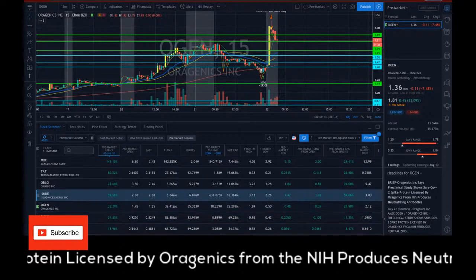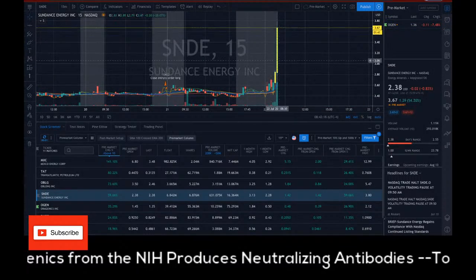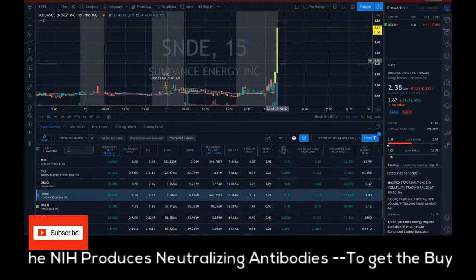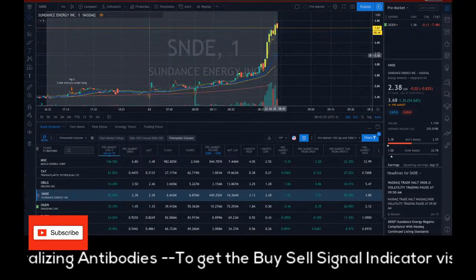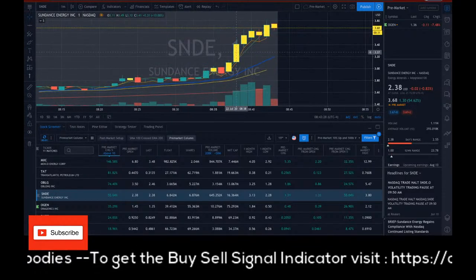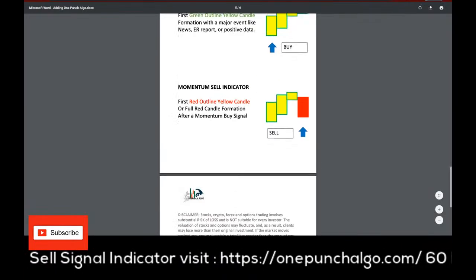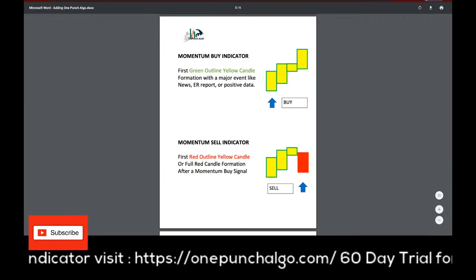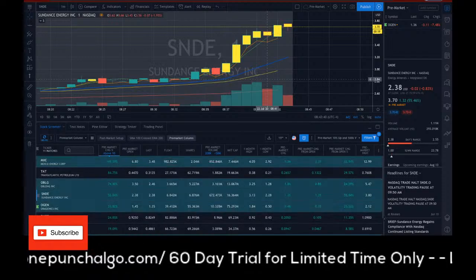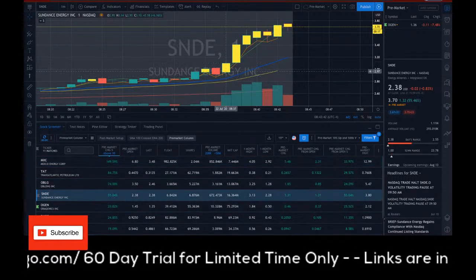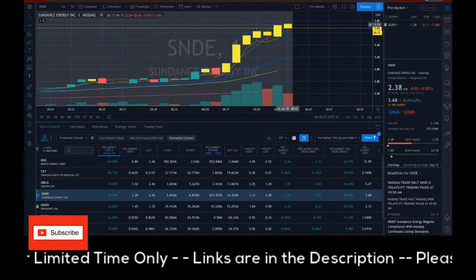Oh, there's one that came up. It moved 28% right now. So if you caught it before it's moving up, you see there's momentum trading. What is momentum trading? If you go to my documentation, first green outline, yellow candle with the news, right? So I don't know if they have news, but if you knew something was happening, then this is the first buy and this is the first sale, and again this is the second buy and this is the second sale. You can keep on making money.